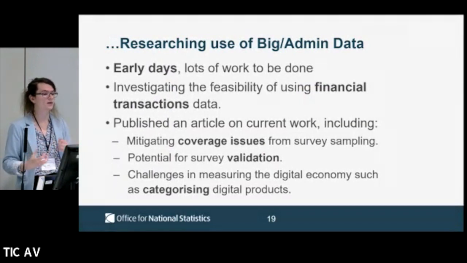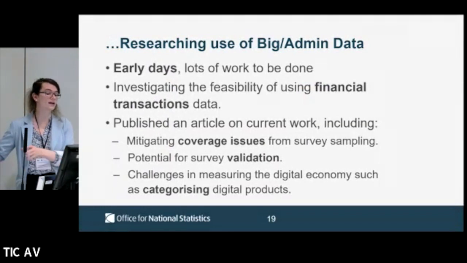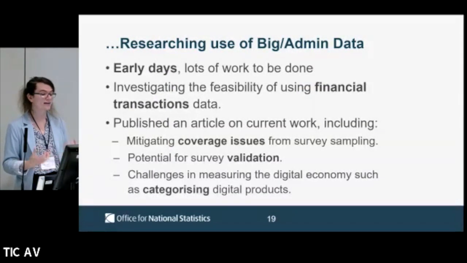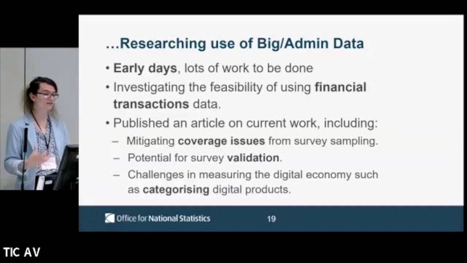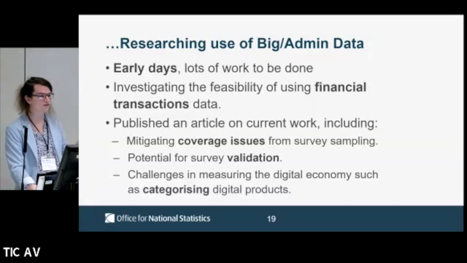So this is information we have about business-to-business purchases and business-to-consumer purchases from financial transactions. And there's a lot of work to be done in terms of taking that data and having a look, for example, at the coverage that data has, how we can pull out information about which products they're associated with, and comparing it to our survey information to see how consistent they are. And we published around 2 to 3 weeks ago an article detailing some of the work we've done on this so far.